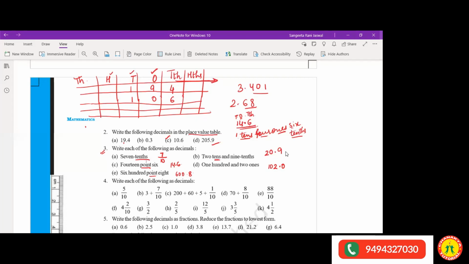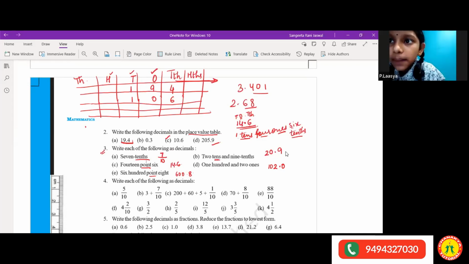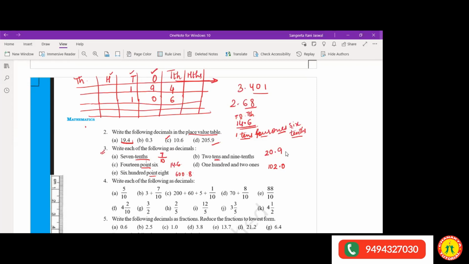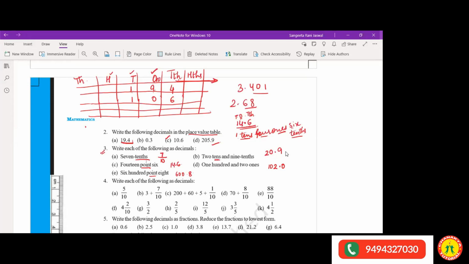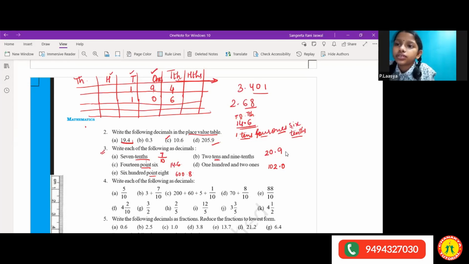This much you understood, Lasya? Yes, ma'am. Okay. Now if I have 19.4, with 1, 9, and 4 at the tenth place here, did you understand how I wrote 19.4 in this place value table? Yes, ma'am. Now if I ask you to read this in words, Lasya, you read it out. I cannot see your notebook. You will read 1 ten, 9 ones, 4 tenths. 1 is at the tens place, so you will read 1 ten, 9 ones, 4 tenths. Understood?